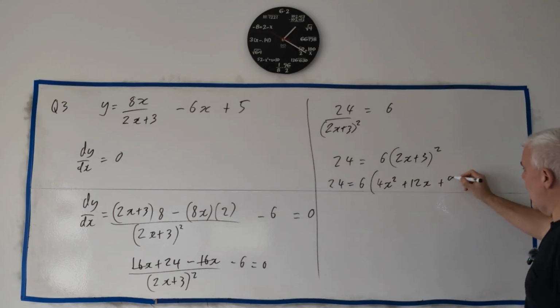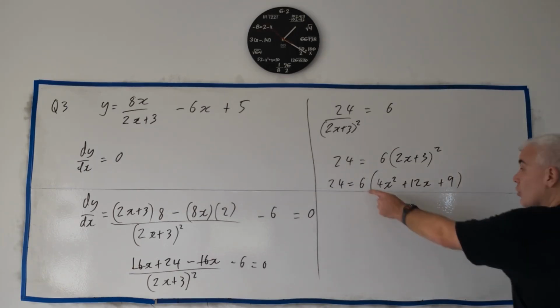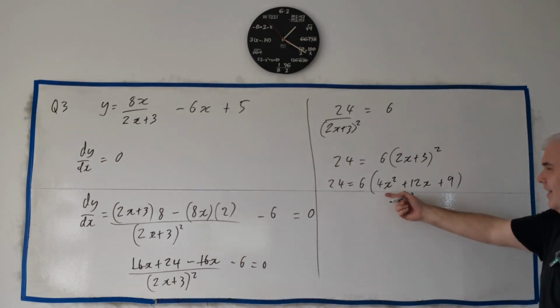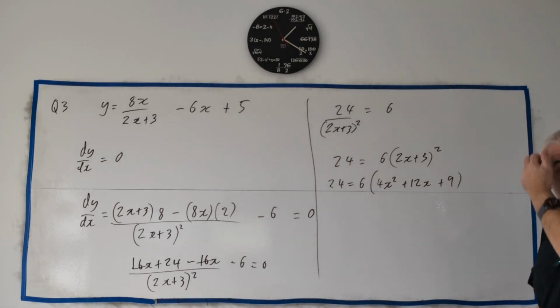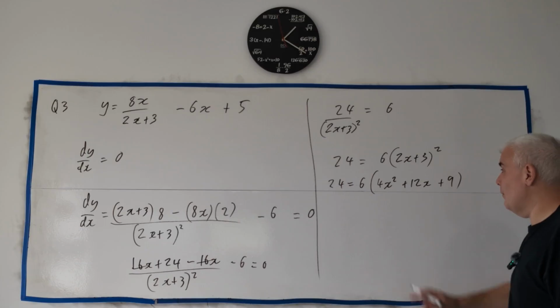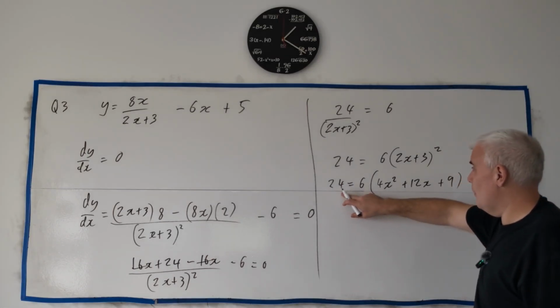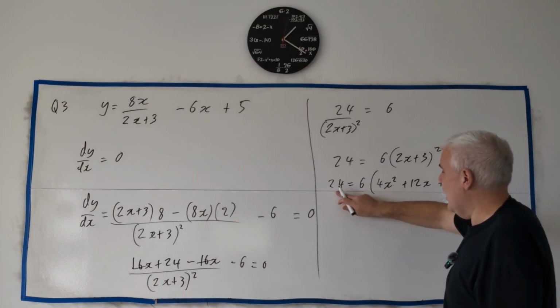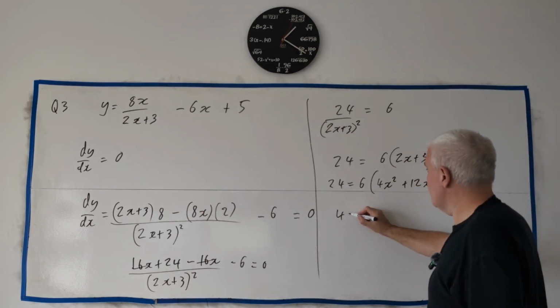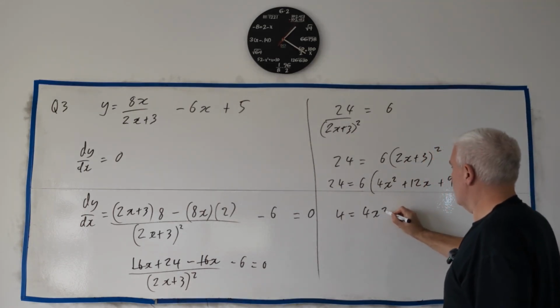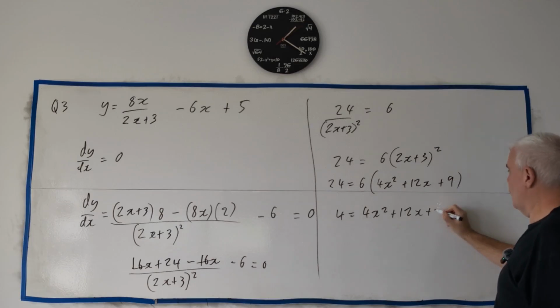And plus 9. Okay, you could multiply 6 in if you want. Get nice big numbers here. You're going to end up dividing by 6, though, again in a moment. Just divide 6 now. Both sides divided by 6. This becomes 4 equals 4x squared plus 12x plus 9.